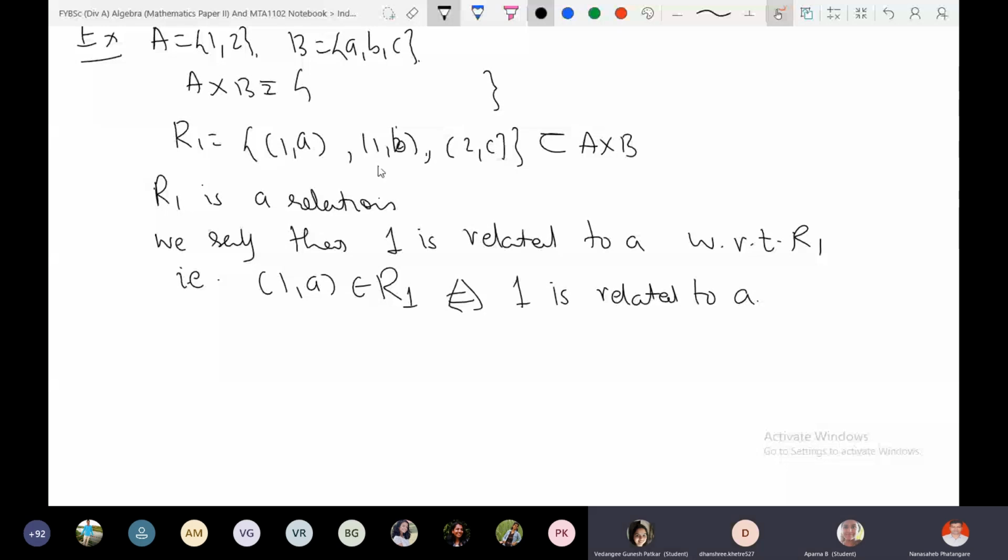Suppose I select R2 as {(1, a), (2, b)}. Clearly this is a subset of A cross B. So with respect to this relation, 1 is related to a and 2 is related to b. I don't want anything else. Right, so this is what a relation is. Next time we'll see more detail about relations.